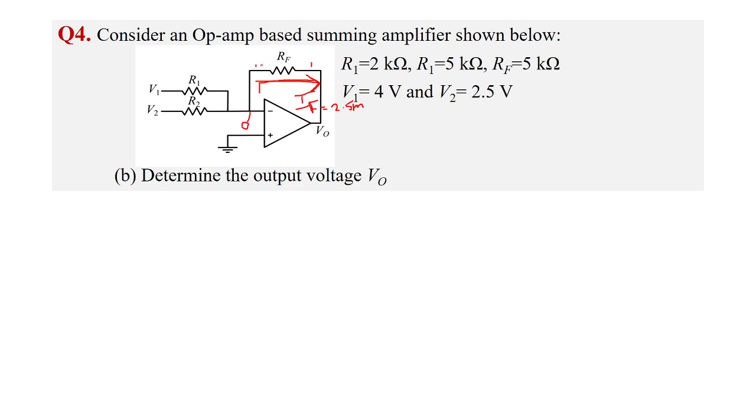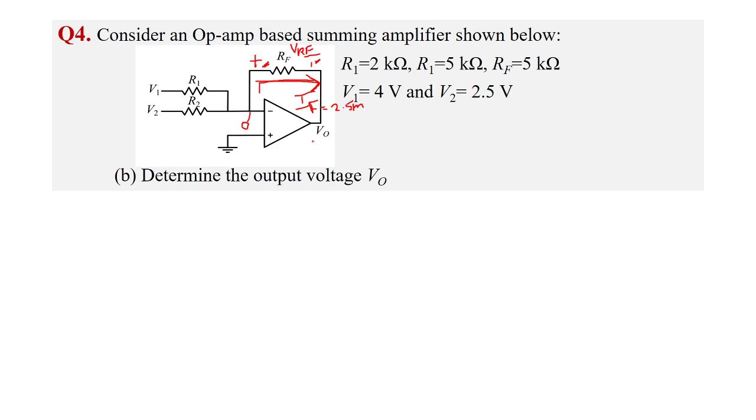Since the current IF is flowing in this direction, what is the polarity of the voltage across RF? The entering point will be plus and the leaving node will be minus. If I denote the voltage across RF as VRF, its polarity will be this node plus and this node minus.